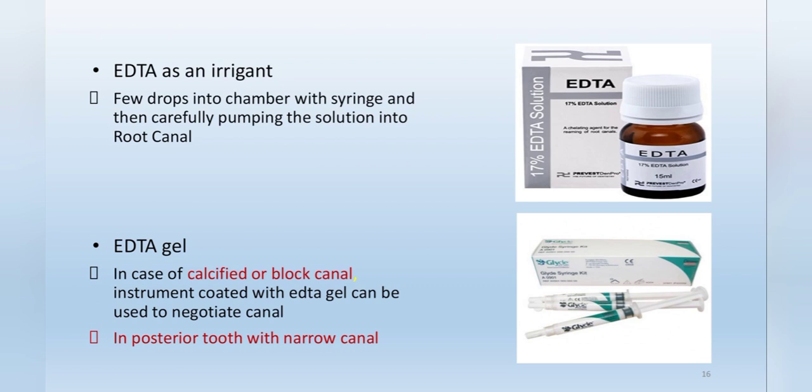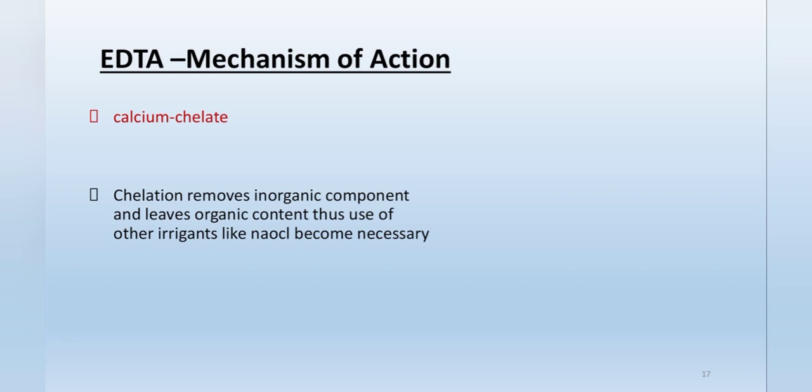You have to coat the instrument with EDTA gel. And in case of a posterior tooth with a narrow canal, you have to use EDTA gel. So how does it act? As I said earlier, EDTA is an inorganic solvent. It chelates with calcium components of the root canal, like dentinal chips and inorganic debris. Chelation removes the inorganic component and leaves the organic content. Thus, use of other irrigants like sodium hypochlorite became necessary.